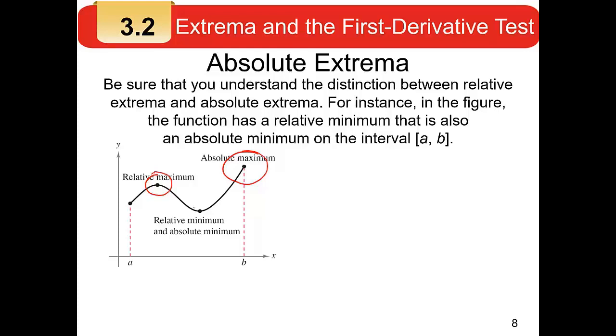On the other hand, this point is the lowest point on the curve regardless. So in the local area, it's the lowest, but over the entire interval from a to b, it's also the lowest. So that point would be a relative minimum, but it would also be an absolute minimum. Not only is it the lowest point locally, it's the lowest point globally over the entire interval from a to b. Think about those things and try to get that distinction down because it'll be helpful.